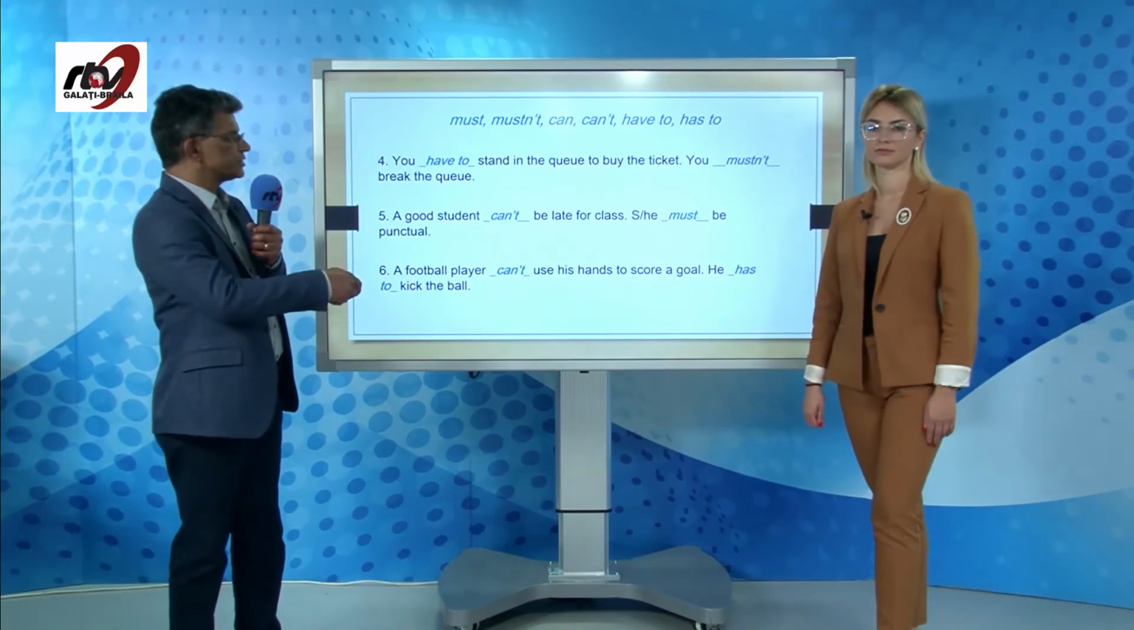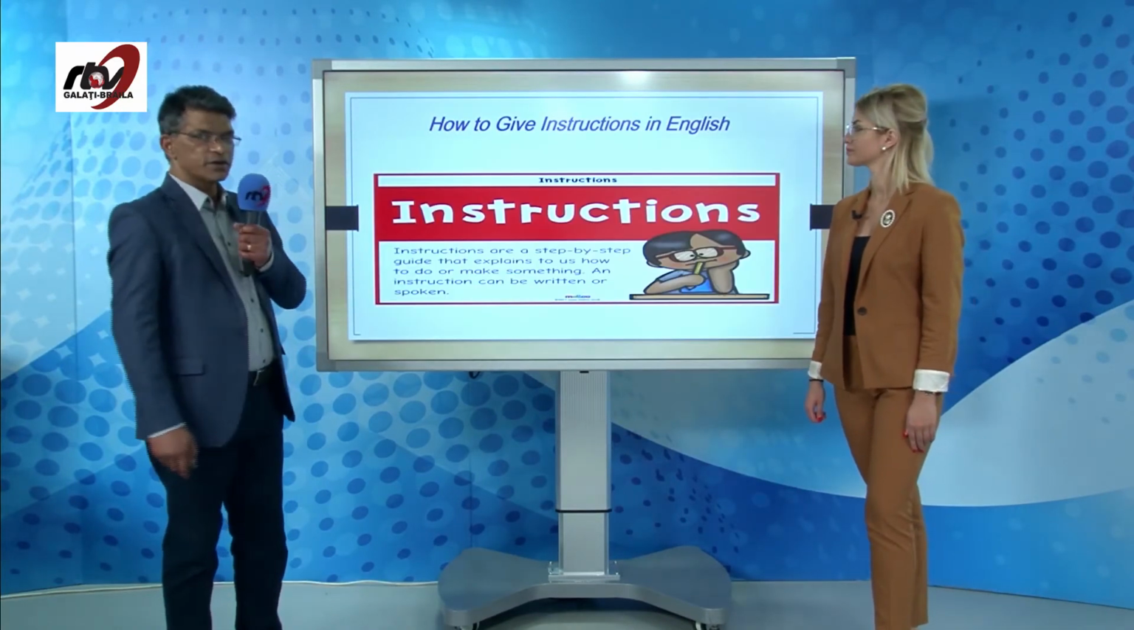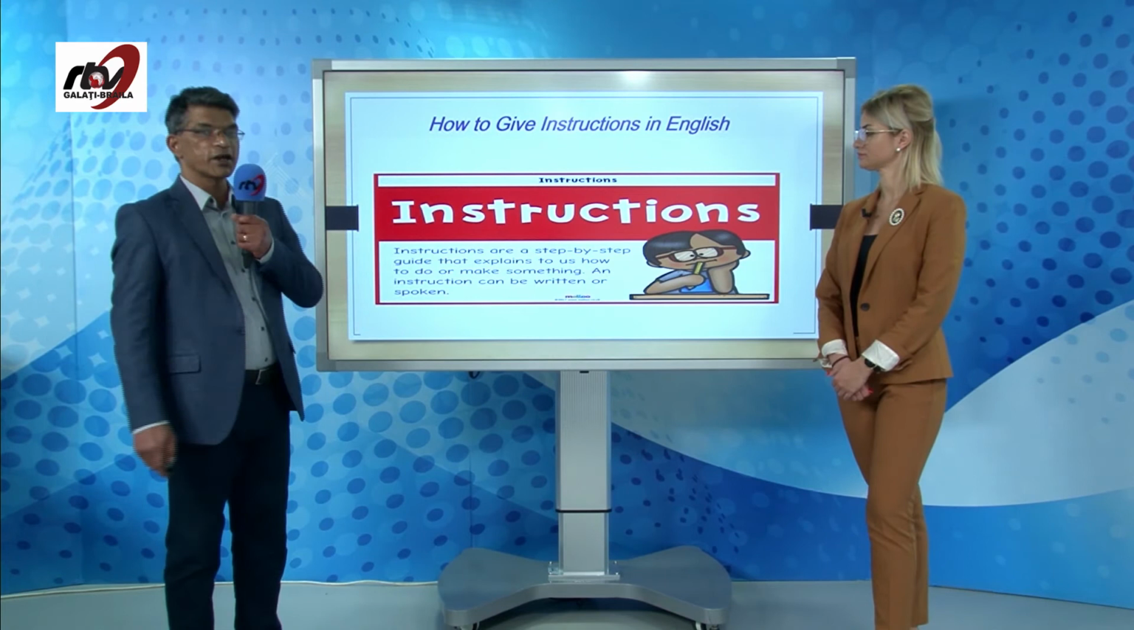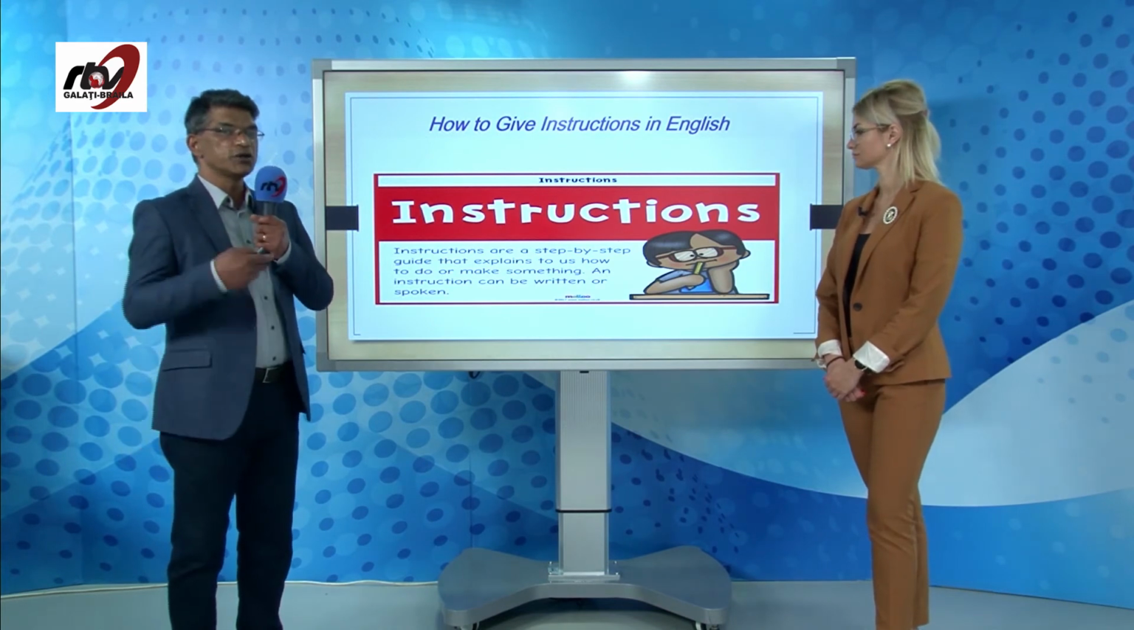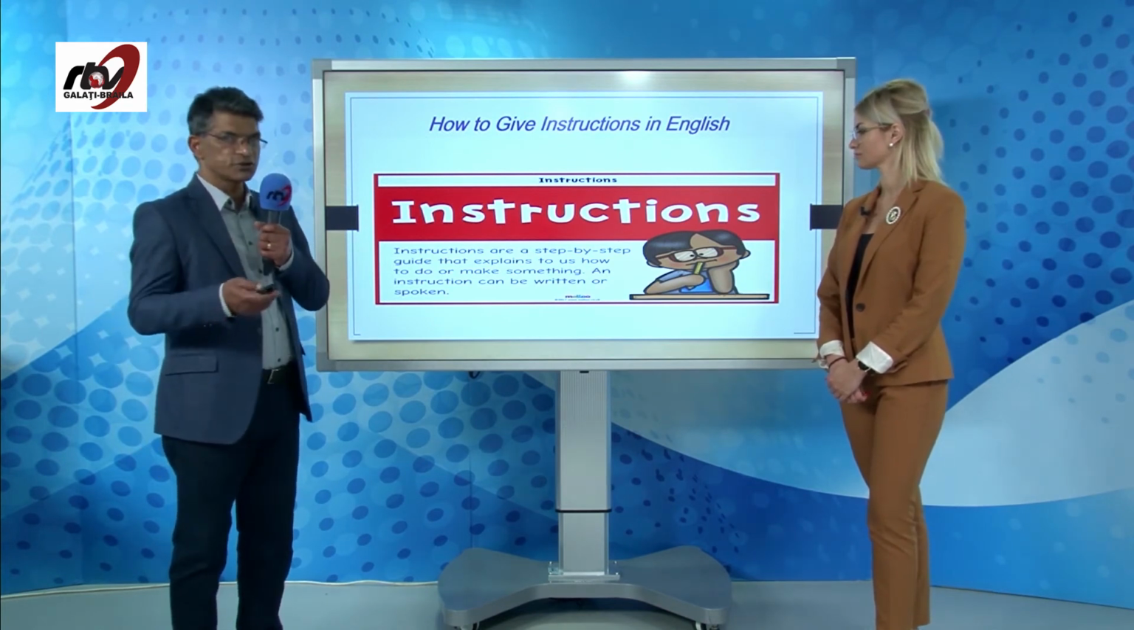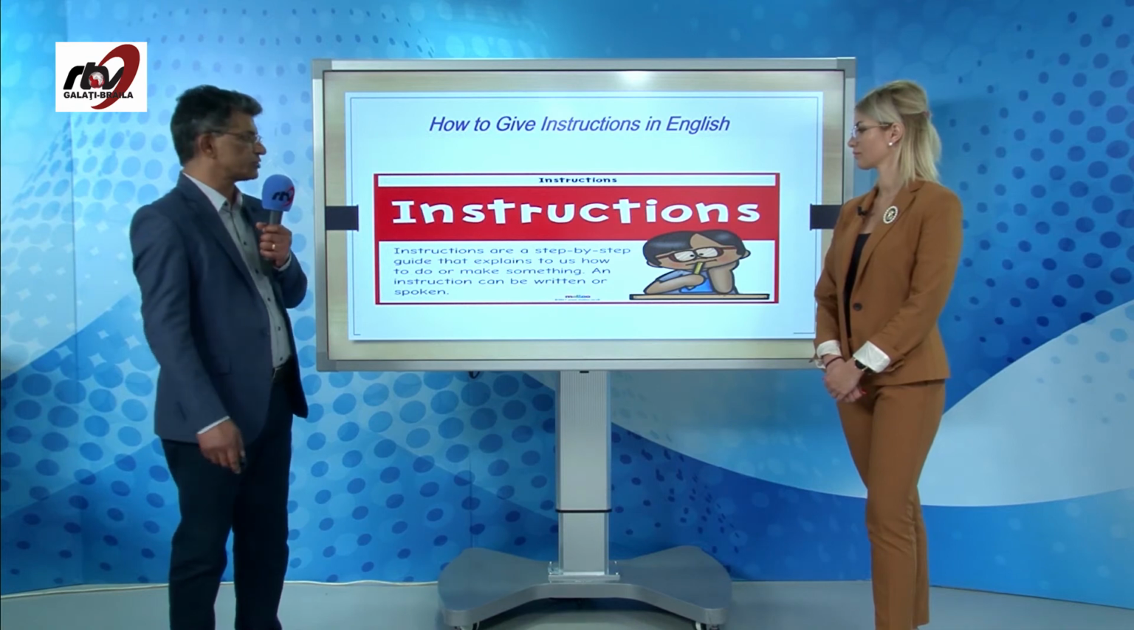Remember these words. And we are moving on now to the vocabulary we need to give instructions. You can write instructions or you can speak instructions.